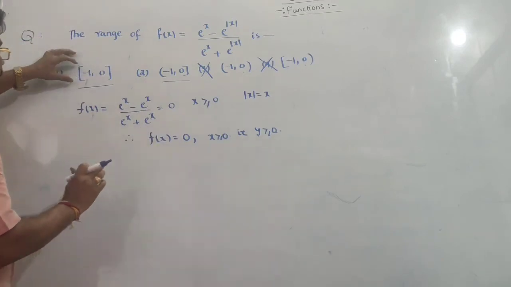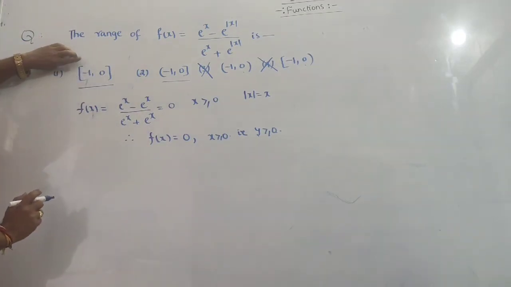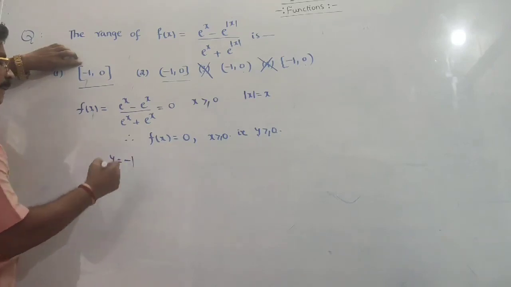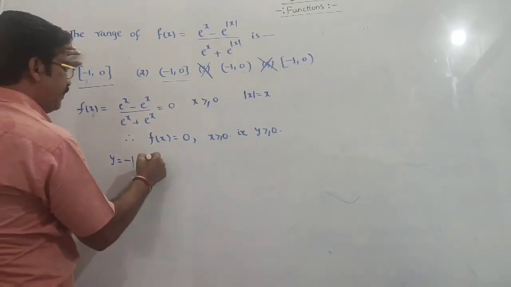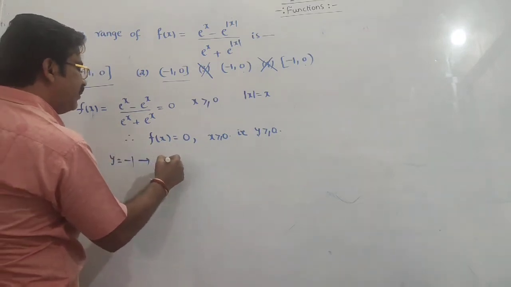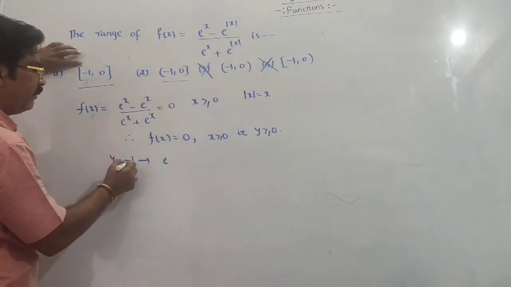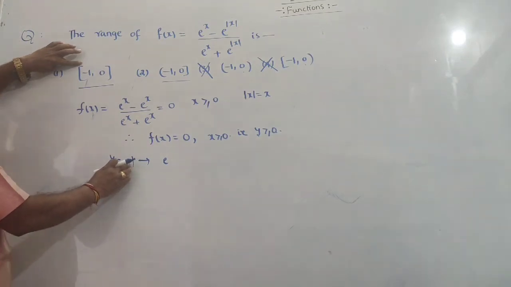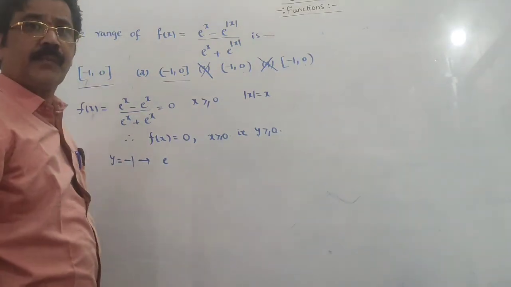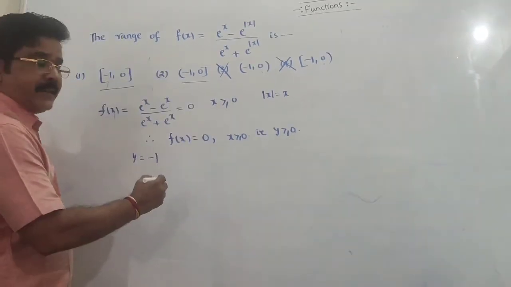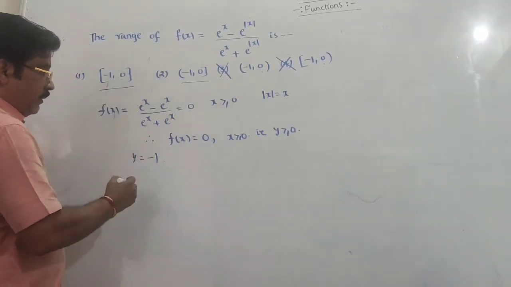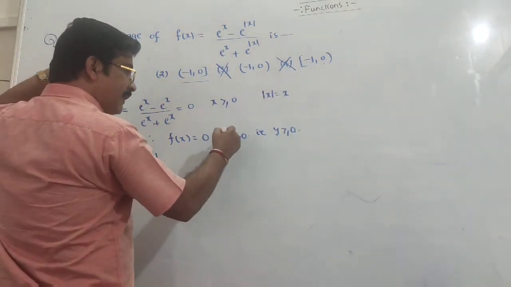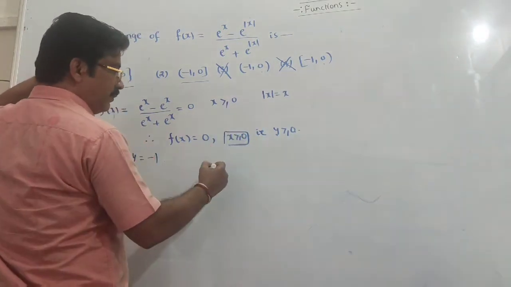Okay, now first I assume that the first option is correct. For example, y is equal to minus 1. So that implies y is what? We are taking y equal to minus 1. Okay, let it be. The first case, x greater than or equal to 0, is over.